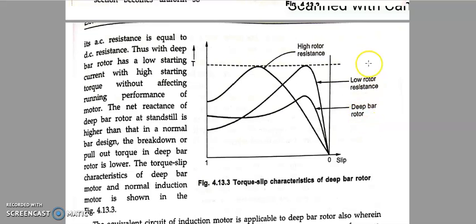Now coming to the deep bar rotor, whatever we discussed till now, you can see it lies in the middle of the low rotor resistance as well as high rotor resistance. This is for high, this is for low, and this is for the deep rotor bar. This is what your speed torque characteristics look like. When compared to the low resistance rotor, the starting torque was this much, but here it is improved. You can improve the starting torque here as well as decrease the starting current. So this is the advantage of having a deep bar rotor.